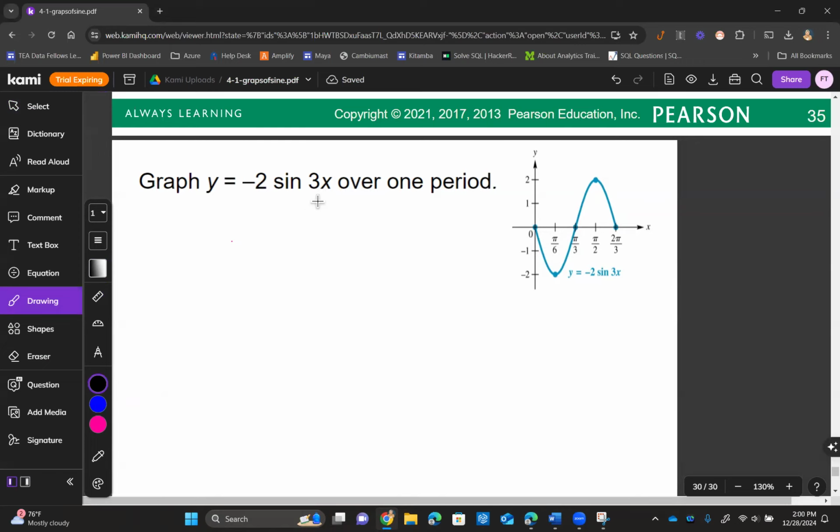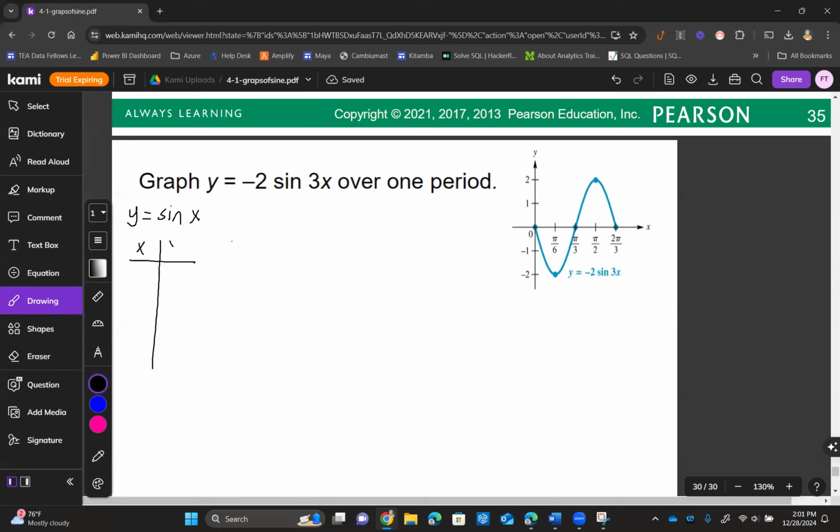And let's try to see how we can get this graph without using a calculator and how I will do this. So I am going to first again sketch my 5 critical points just for y equals sine of x, which is the easiest version of the sine graph.